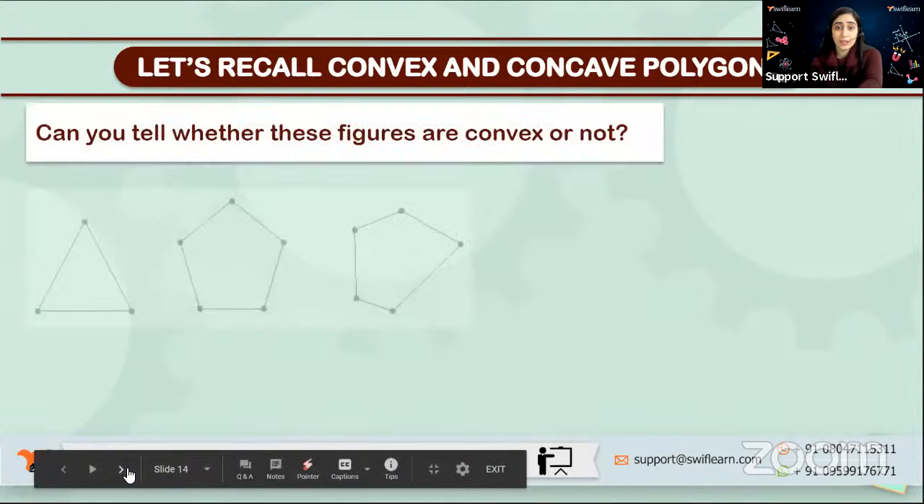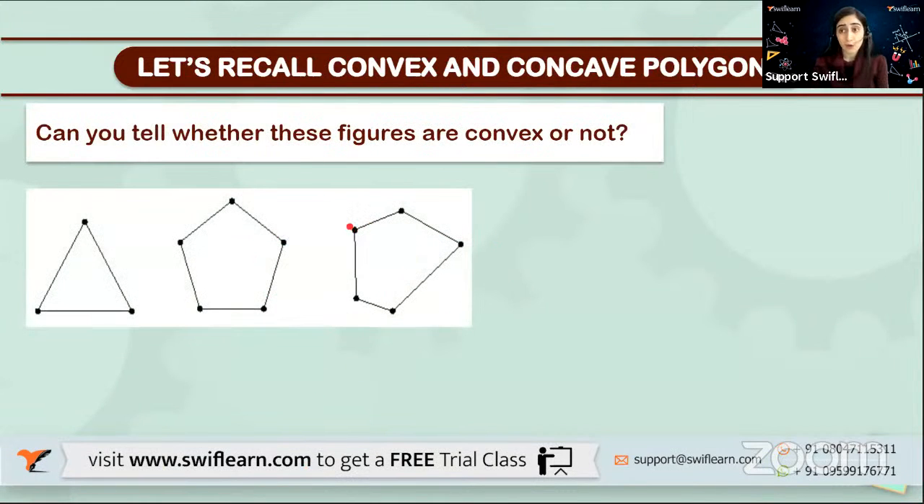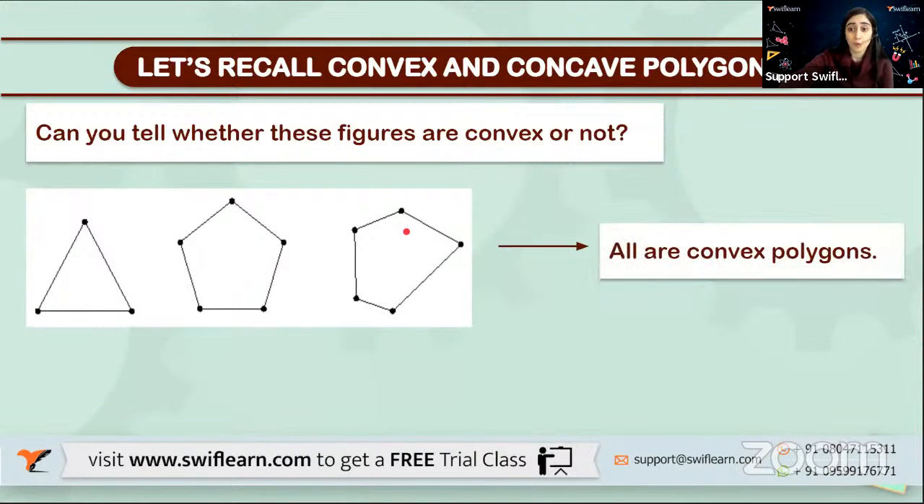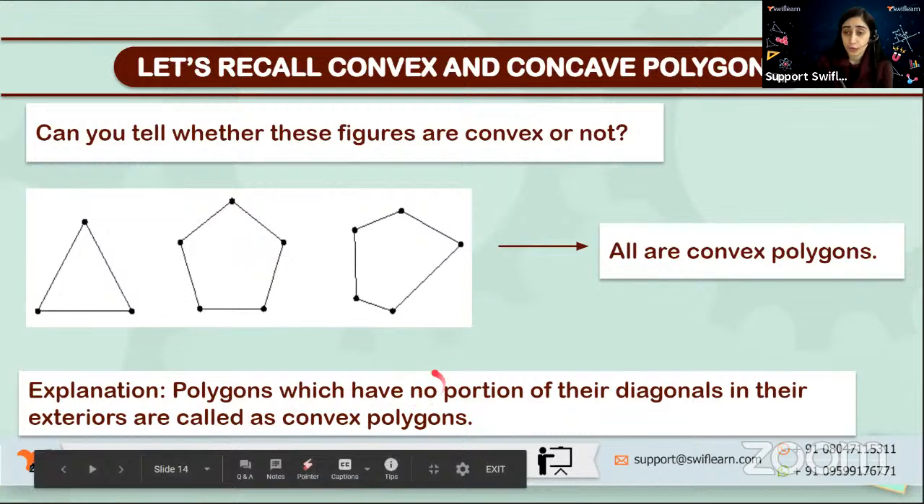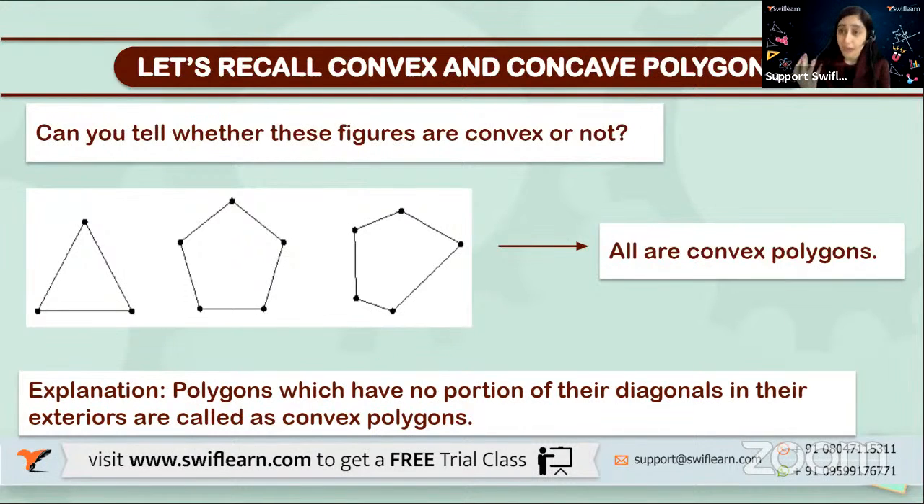Okay, let's start now. You have to tell me, is this figure convex or concave? Is it convex or not? Obviously, it's not. That means it's concave. All right. Is this one convex? Is there any diagonal which goes out from any point? Whenever I try to make a diagonal, I go here, here, anywhere. No, there isn't. So that means it is a convex polygon. Great. Convex polygons have no portion of their diagonals on the external or outside of the figure. We call it a convex polygon.